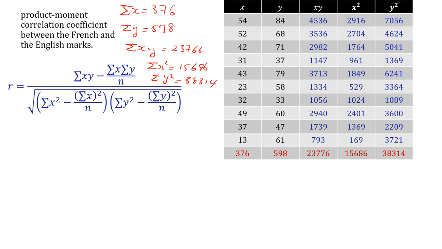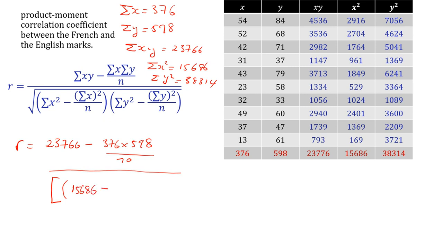So numerical application, we yield R will be equal to the sum of xy, which is given, which is 23,766, minus the summation of x, which is 376, times summation of y, 598, divided by the number of observations. So we have n is 10. All of this divided by, I will use a big bracket and raise it to the power half. So the summation of x squared is 15,686.